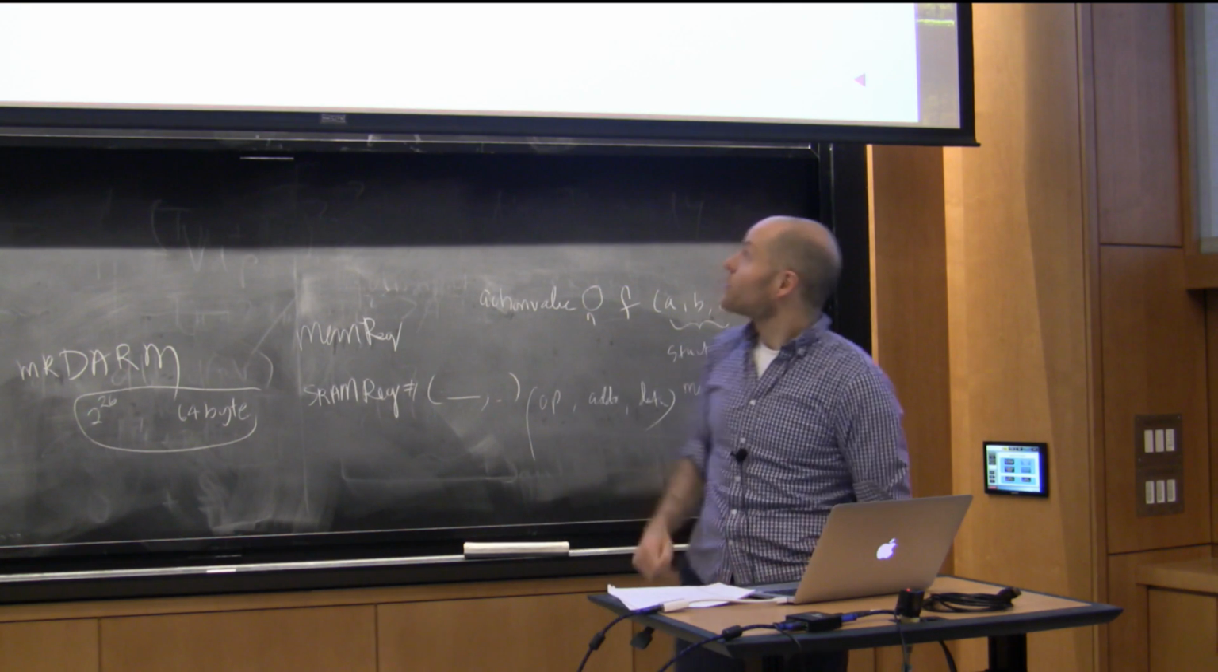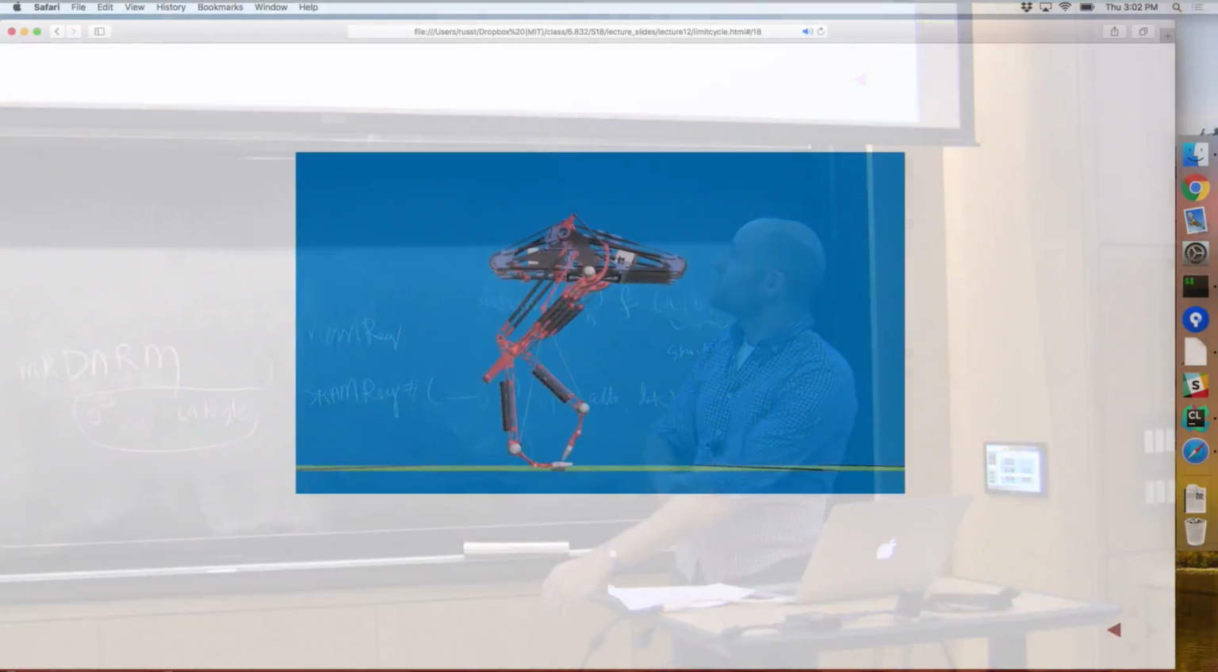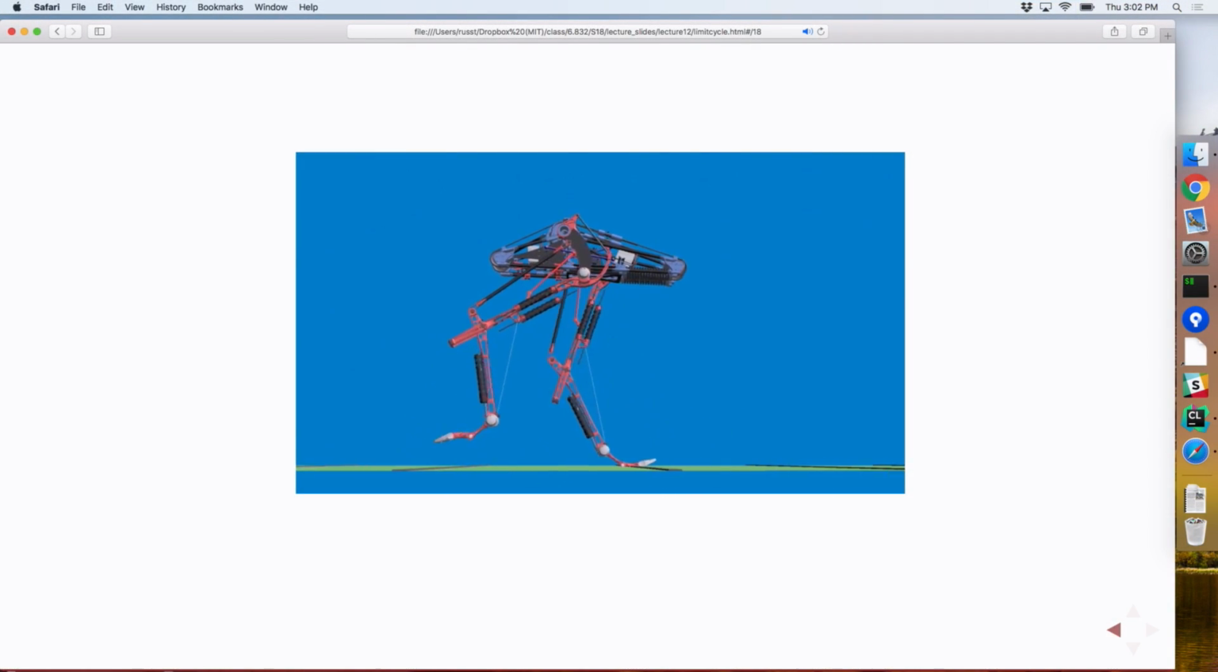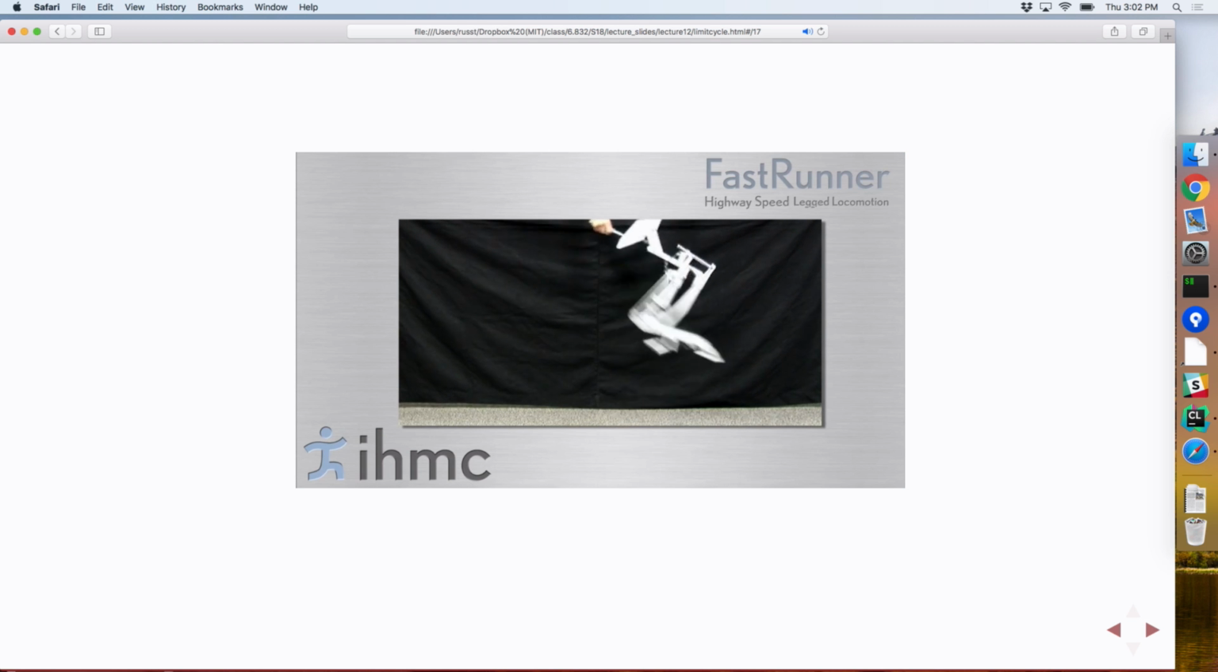So this is a beautiful robot that was designed at IHMC. The picture credits on the previous one, I missed it on this one, I guess. It's called Fast Runner. It's an ostrich. It's supposed to run at 50 miles an hour. And it even plays audio when it's not supposed to. Okay, so this is the prototype behind that.